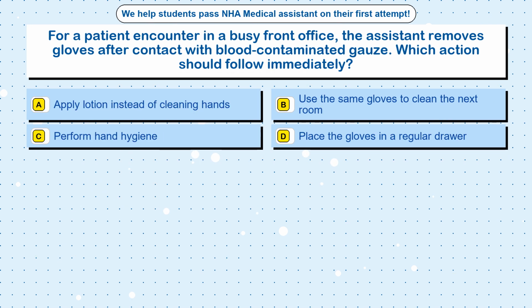Question 48. For a patient encounter in a busy front office, the assistant removes gloves after contact with blood-contaminated gauze. Which action should follow immediately? Option A, apply lotion instead of cleaning hands. Option B, use the same gloves to clean the next room. Option C, perform hand hygiene. Option D, place the gloves in a regular drawer.